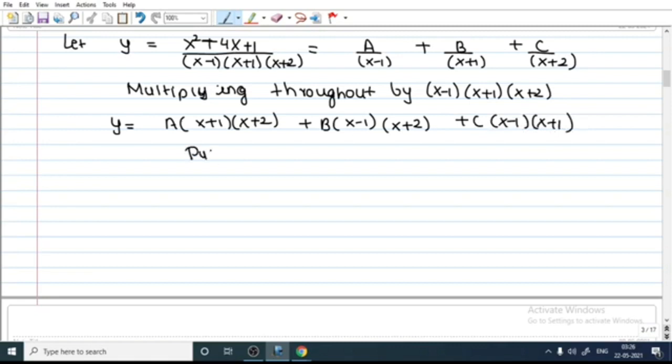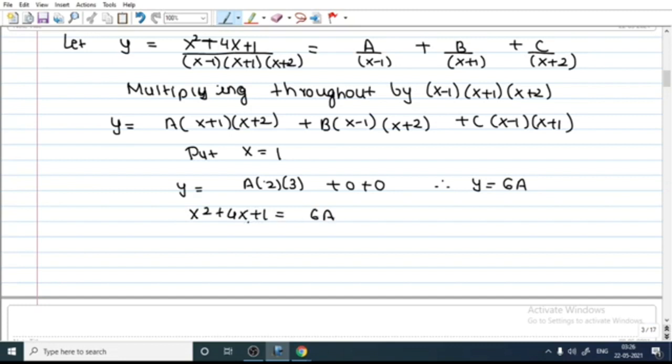Put x equals to 1. What we are going to get, this will become a into 2 and into 3, this will become 0, this will become 0. In the next step, what we can do, x square plus 4x plus 1 equal to 6a.